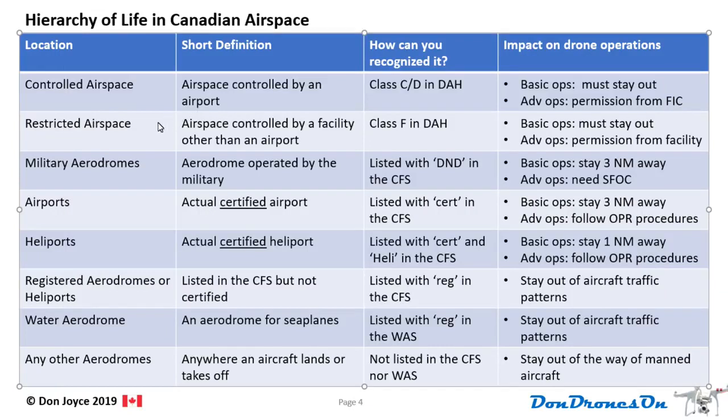The second location or area in the hierarchy of Canadian airspace is restricted airspace. Restricted airspace is very similar to controlled airspace, except it's controlled by a facility or an organization other than an airport. So there's no control tower, for example. In the DAH, restricted airspace is identified as Class F. And again, basic operations, you must stay out. With advanced operations, obviously you don't contact the FIC, you contact the facility in question or the location in question and get permission from them.